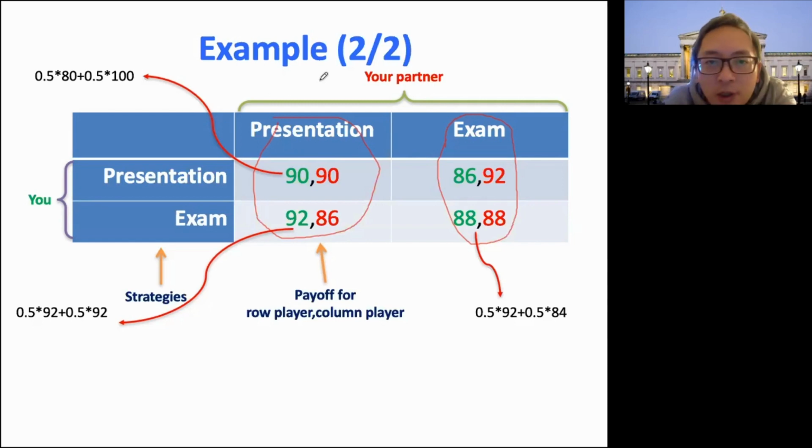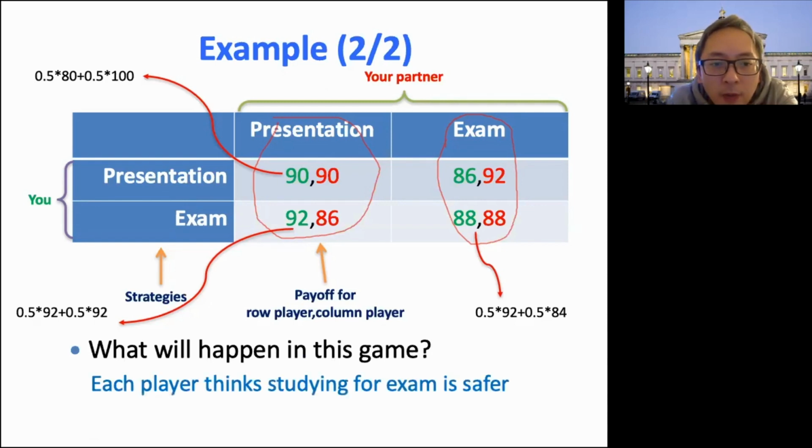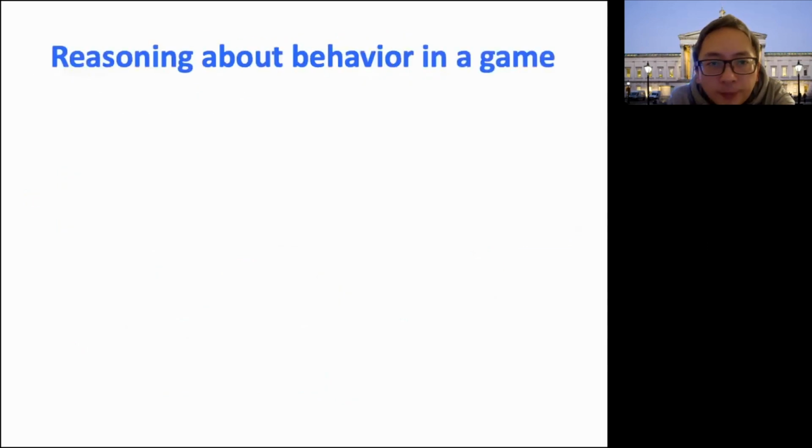Yeah, so this is sort of an example. Let's look at another example. Okay, before that, what will happen in this game? I think everybody answers correctly. It seems that studying for the exam is safer. The safer choice is really about being better off compared to the other choice.